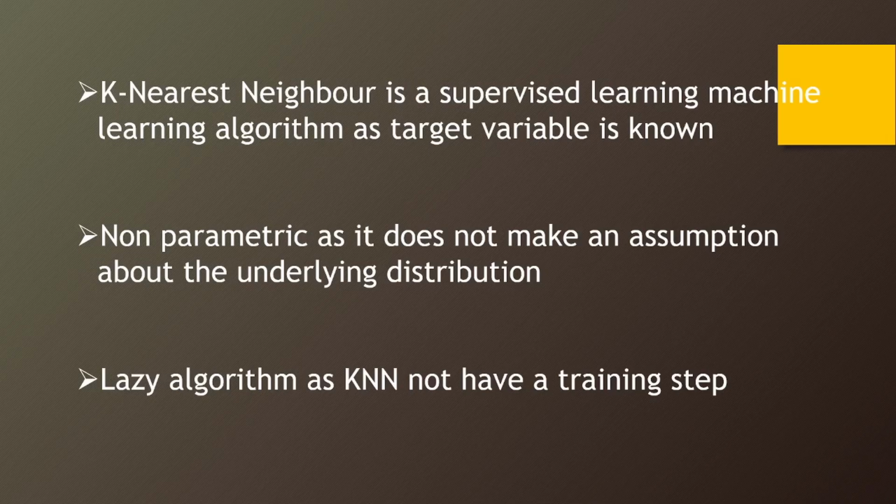The k nearest neighbor is a non-parametric algorithm, as it does not make an assumption about the underlying distribution of the data points. The k nearest neighbor algorithm is also considered a lazy algorithm, as it does not have a training step. Later in the video I will illustrate how the k nearest neighbor algorithm works, so stay tuned.